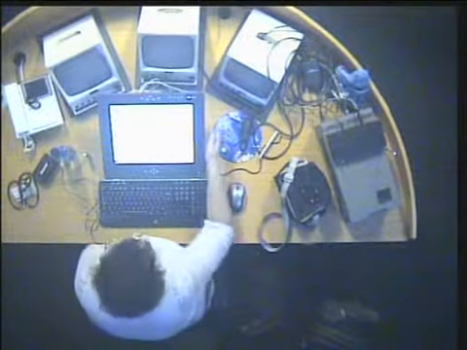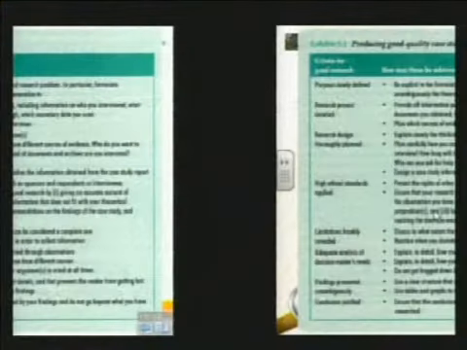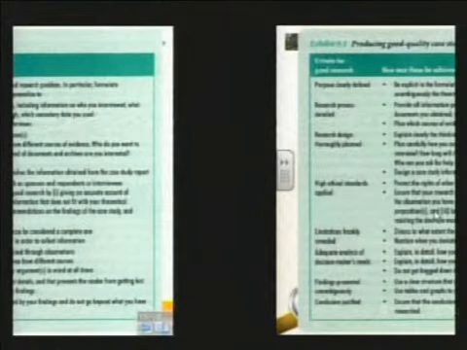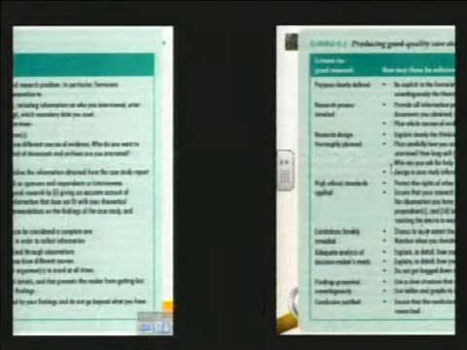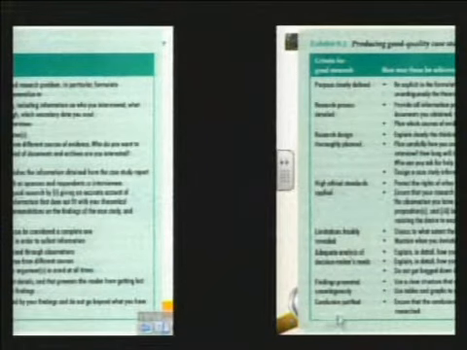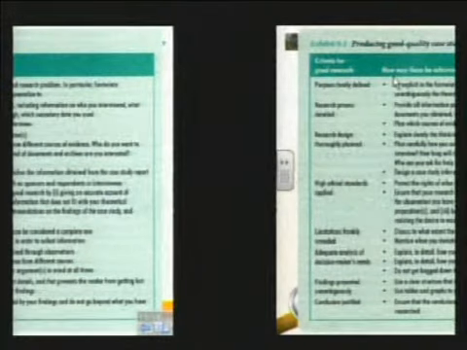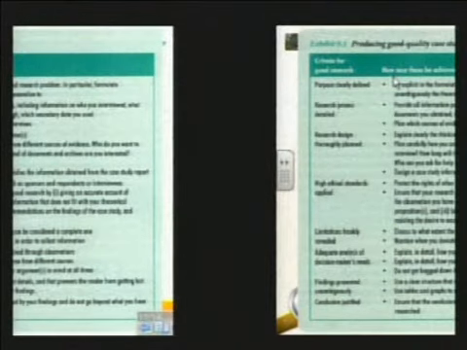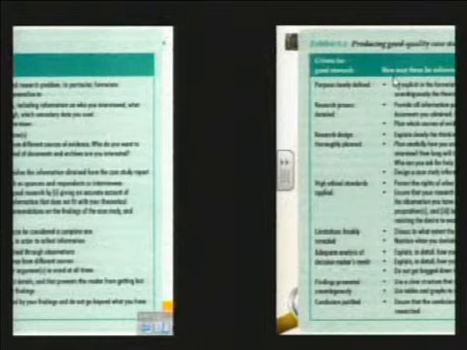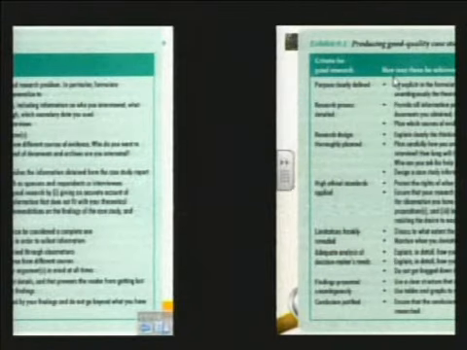Okay, and then the last thing is, this comes out of the research book that's doing the rounds, but this basically lists the criteria that the book prescribes for good research. So you can see the purpose must be clearly defined, the research process must be detailed, the research design must be thoroughly planned, high ethical standards must be applied, limitations must be frankly revealed, adequate analysis of decision makers' needs, findings presented unambiguously, and conclusions justified.